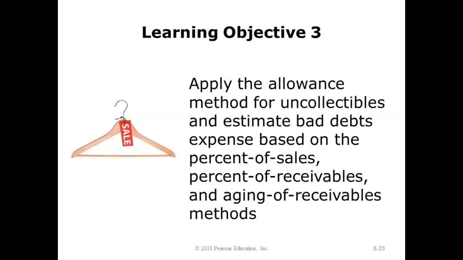Now, let's take a look at some various methods out there in order to record uncollectible accounts and estimate bad debt expense. We're going to be looking at three methods for estimating bad debt expense: the percent of sales, the percent of receivables, or the aging of accounts receivable. So let's get started on this.